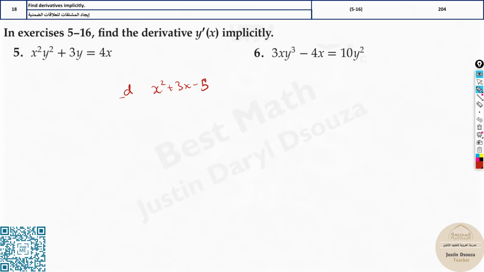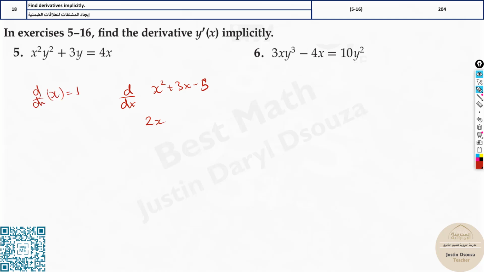That means d by dx. What does this exactly mean? We are differentiating or deriving with respect to x. So here, this power rule, it'll be 2x. And what is the function? We derive it as well. What is the derivative of x only? D by dx of x would be 1, isn't it?